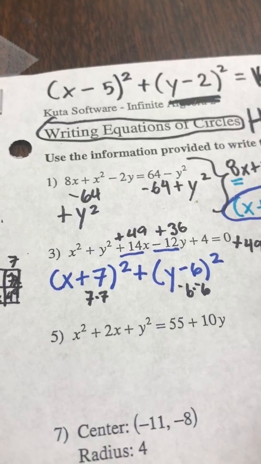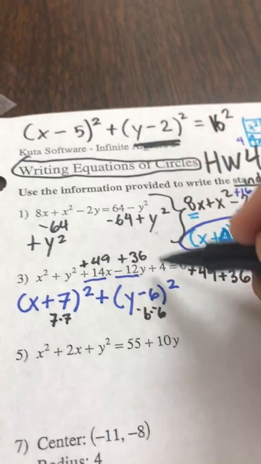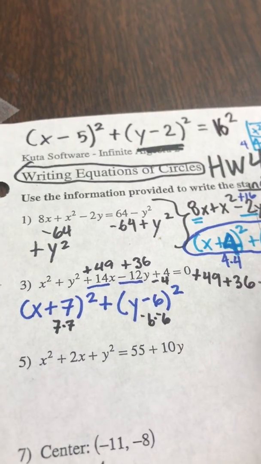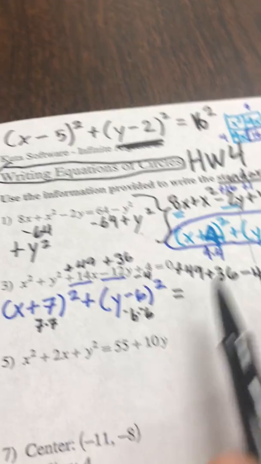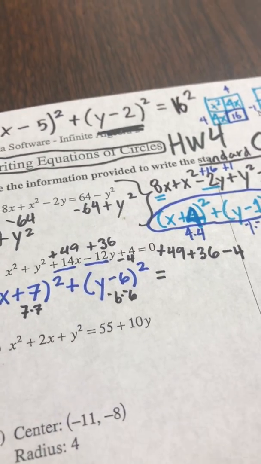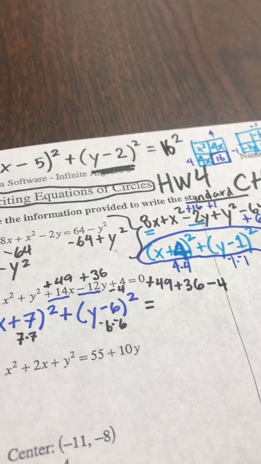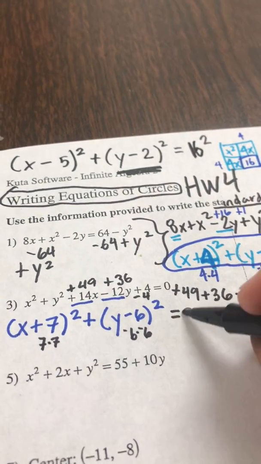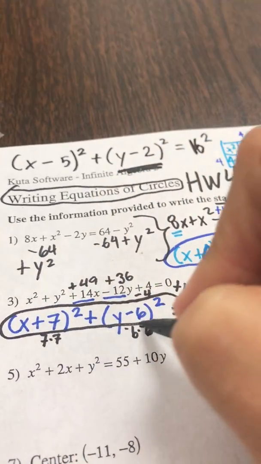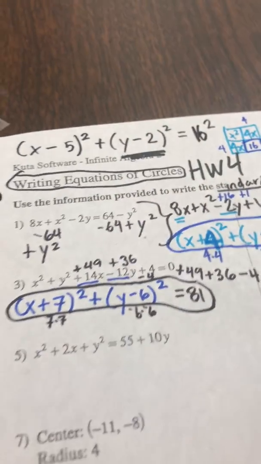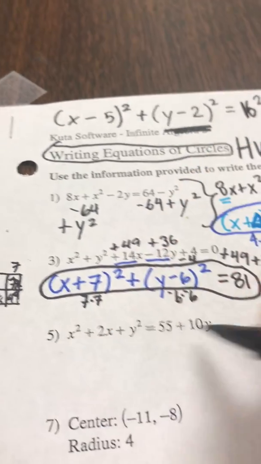Add to both sides. Last but not least, I have a positive 4 that's not helping anybody over there, so I'm going to subtract 4. And so my equation is, what happens when I add all that up? So 49 and 36 minus 4, 81. Ooh, I like that number, because again, that means my radius must have been 9. Okay, next one.